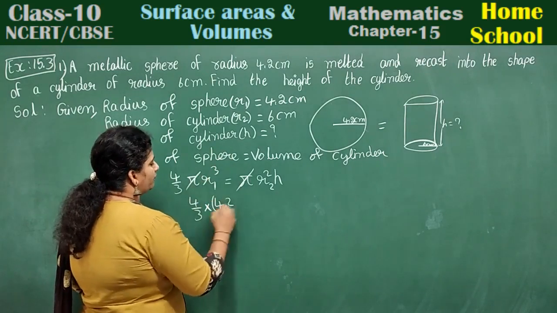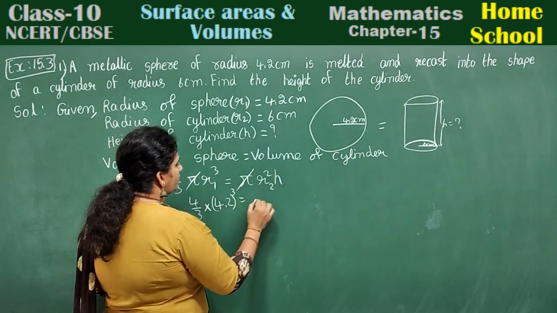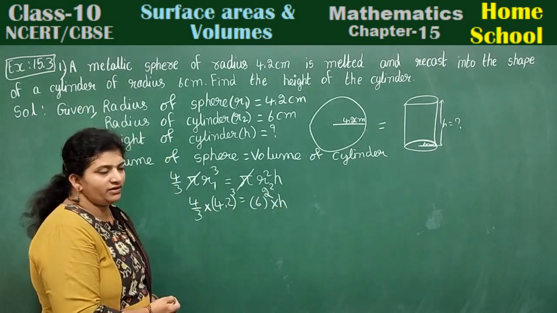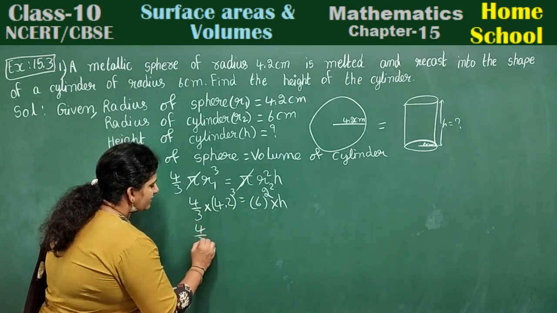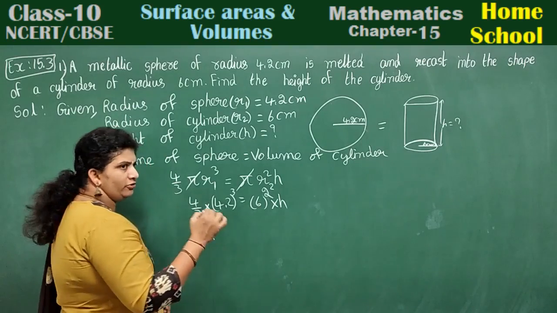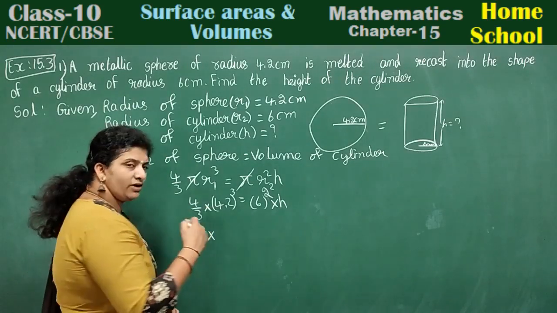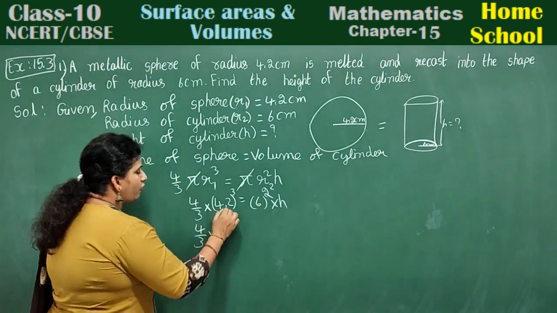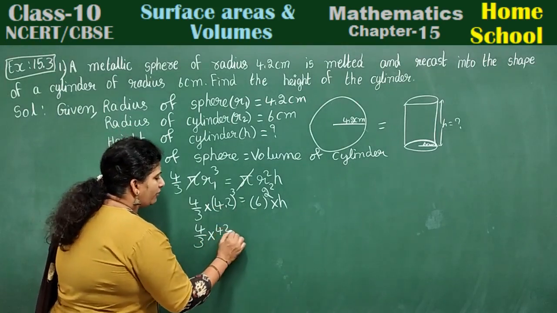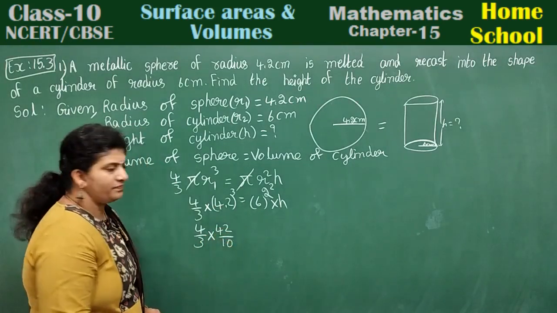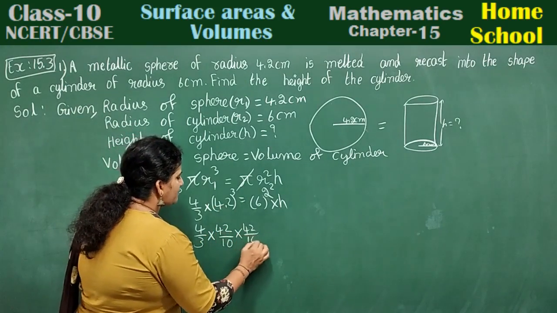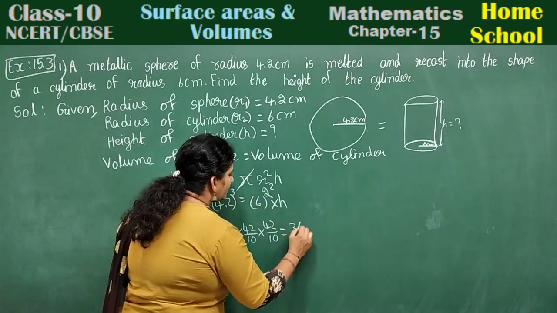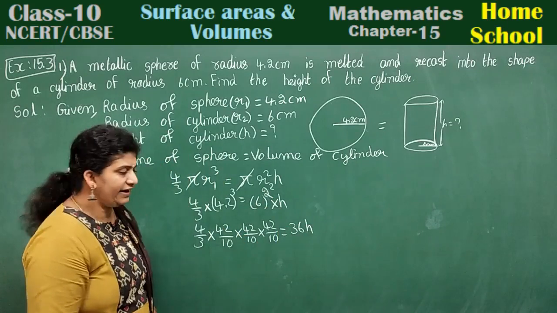Now 4 by 3 into R1 is 4.2 whole cube is equal to R2, 6 whole square, into height. We don't know the height, so let us multiply with height. Now split this: 4.2 into 4.2 into 4.2, or you can multiply the decimal 3 times. Anyway, you can go with your calculation. I will write 4.2 as 42 by 10 into 42 by 10 into 42 by 10 is equal to 6 into 6, 36, into h will be 36h.